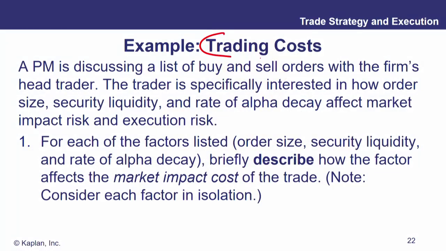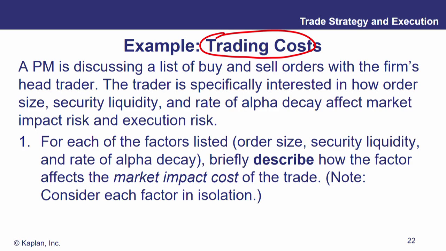So the best way to learn this information, again, is we're going to have to work problems. I love these examples. So let's look at an example on trading cost. We've got a portfolio manager discussing a list of buy and sell orders with the firm's head trader. Now the trader is particularly interested in how order size, security liquidity, and rate of alpha decay affect market impact risk and execution risk.